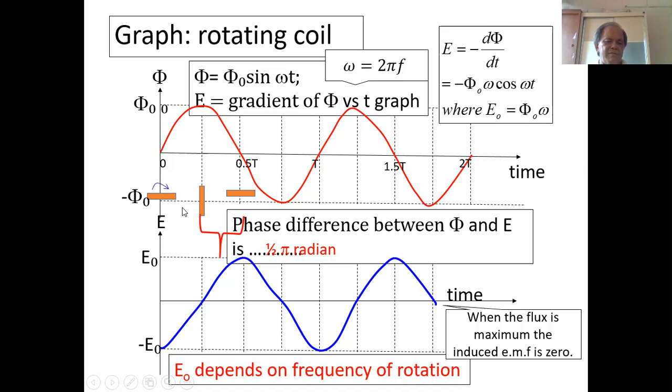And if you look at the graph there, you got maximum EMF induced where the flux is 0. Same here, this is maximum, this is minimum, but it's still maximum in terms of magnitude. The flux is 0. So when the flux is maximum, EMF induced is 0. That's the point to note.